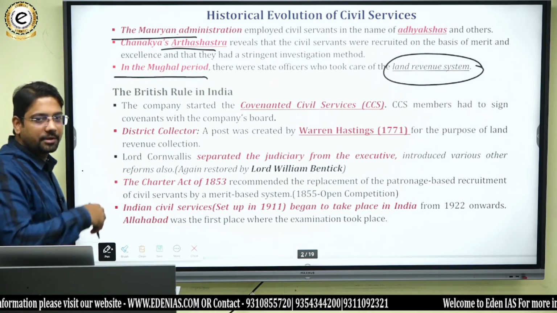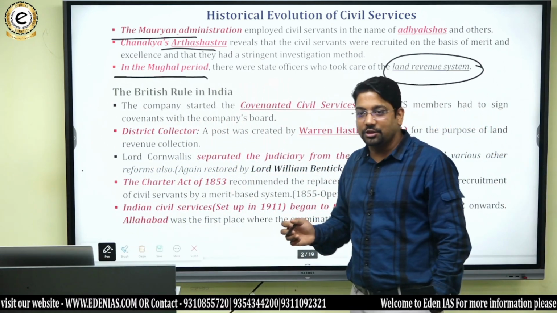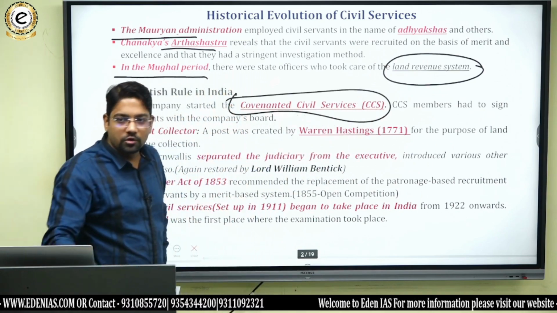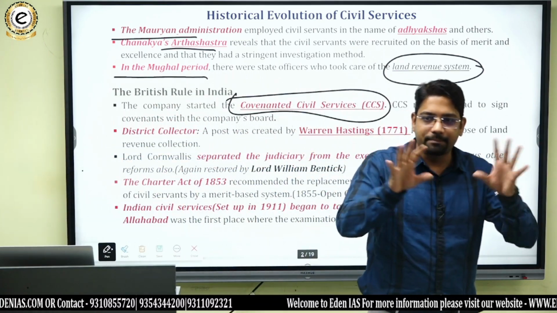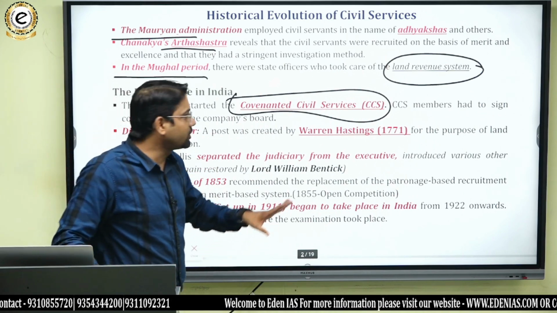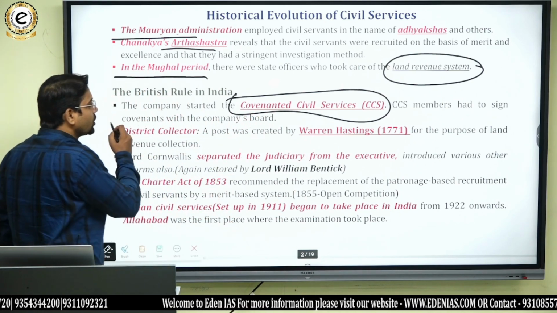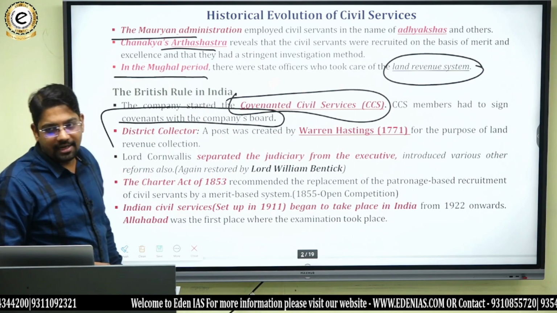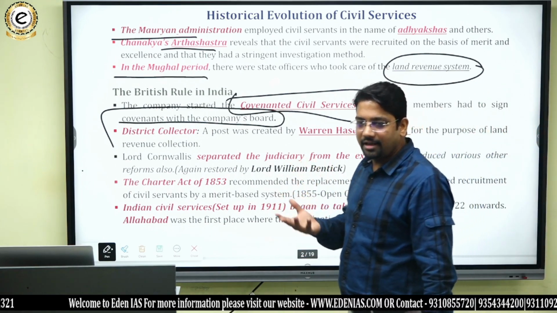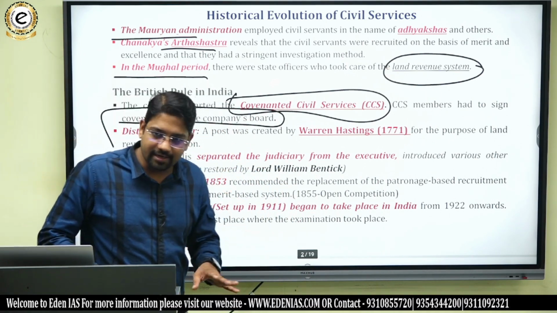Now coming to British rule. When the company was ruling through its employees, that was known as the covenant civil services. It means those employees who were functioning over the company's products and policies also had the task of civil services, and those recruited under covenant civil services had to sign covenants with the company's board. So this was before 1858. Who was the actual ruler in India? East India Company. After 1858, it was the British government which ruled over India.